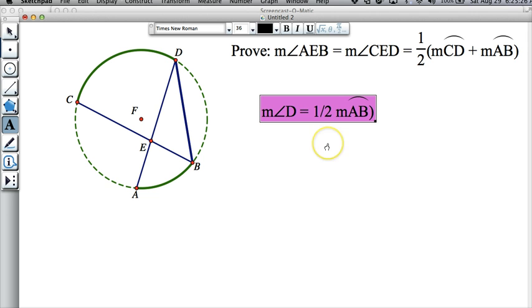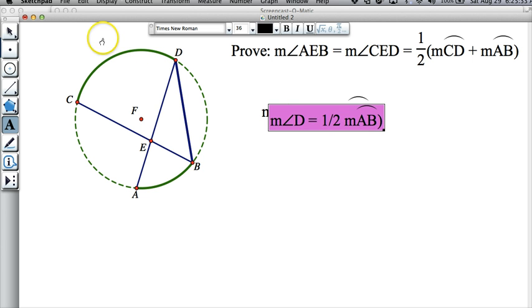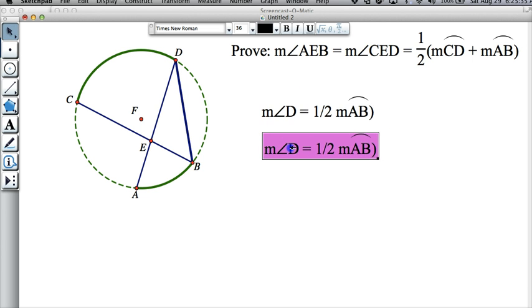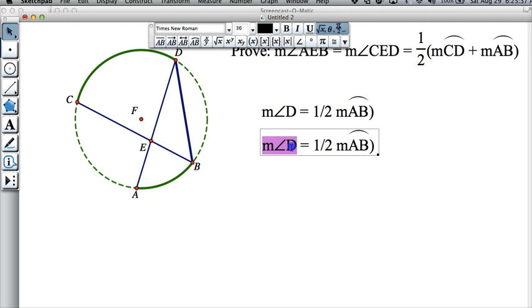And then another thing we could say is that measure of angle B, so this would be a similar statement, so I'll just copy and paste this. Right, measure of angle B is equal to half the measure of arc CD.